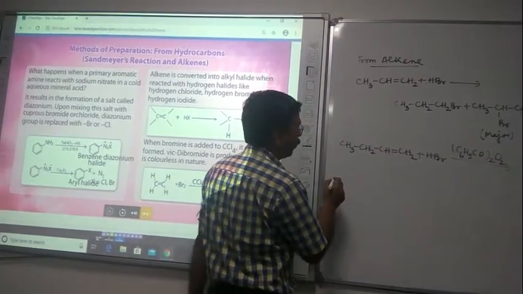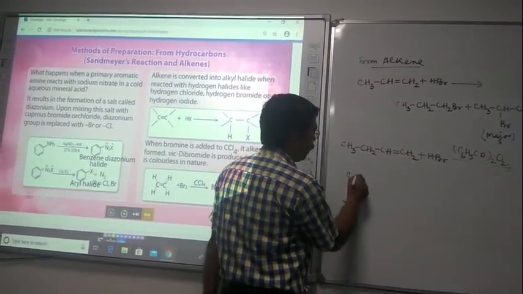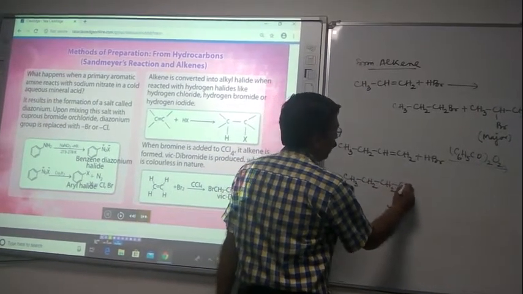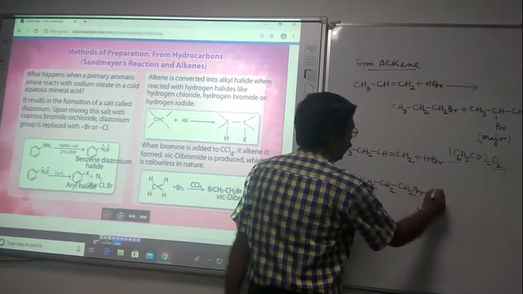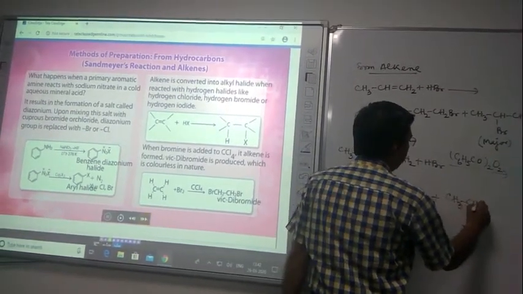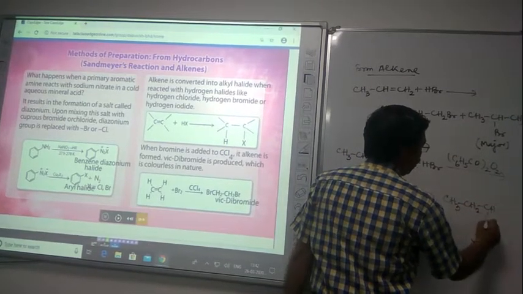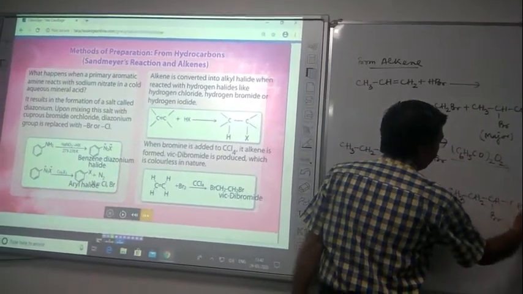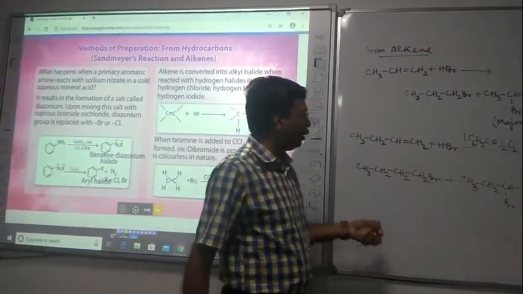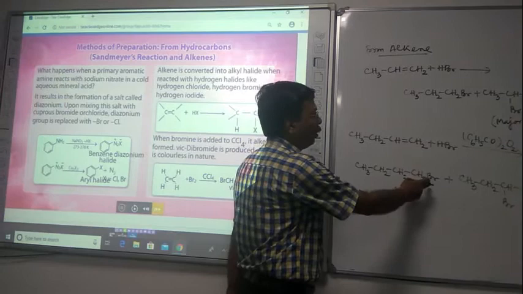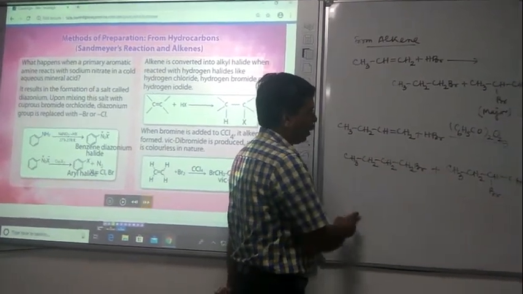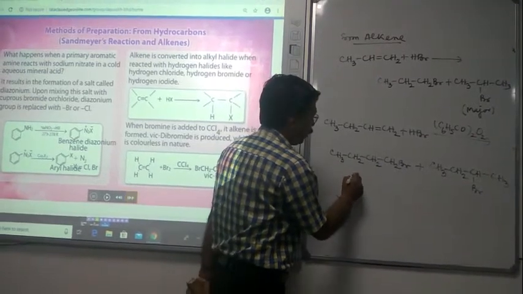Two possibilities. So here you see the products are CH3-CH2-CH2-CH2Br, 1-bromobutane, plus another product, 2-bromo, CH3-CH2-CHBr-CH3. But here in presence of the peroxide, 1-bromobutane should be the major product, that is, the negative part goes to the carbon containing more number of hydrogen. Anti-Markovnikov addition. So this is the major product.